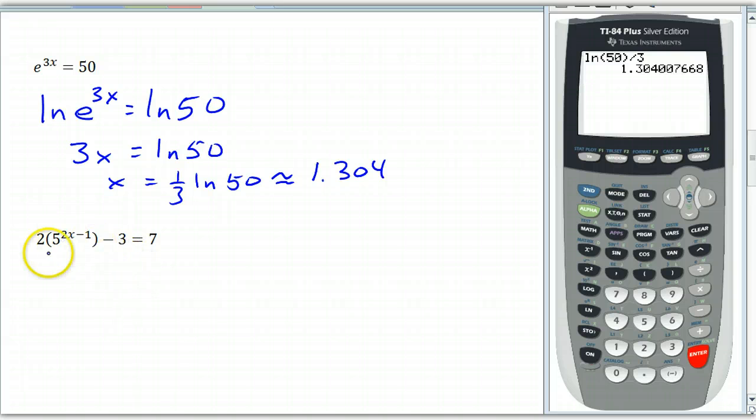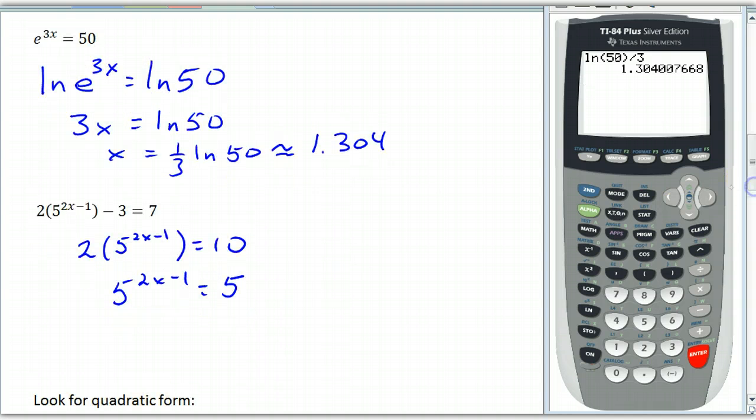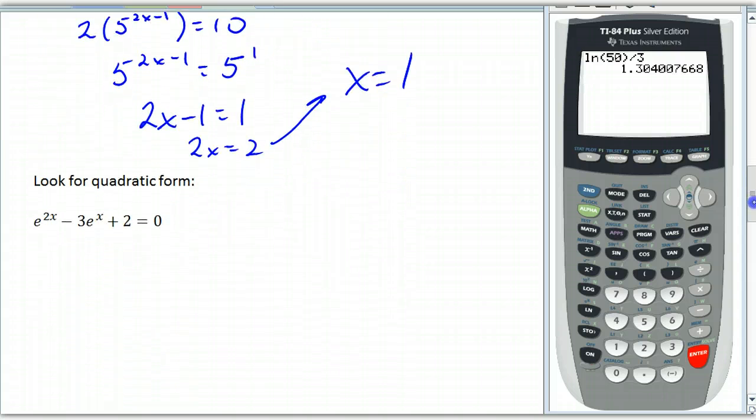Okay, here we've got some algebra to do before we leap in with logarithms. So let's first of all add 3 to both sides. Divide by 2. And here we can use the one-to-one property, which says that if I have the same base over here as I do over here, I can just set the exponents equal to each other. So 2x minus 1 equals 1. 2x equals 2. So x equals 1.